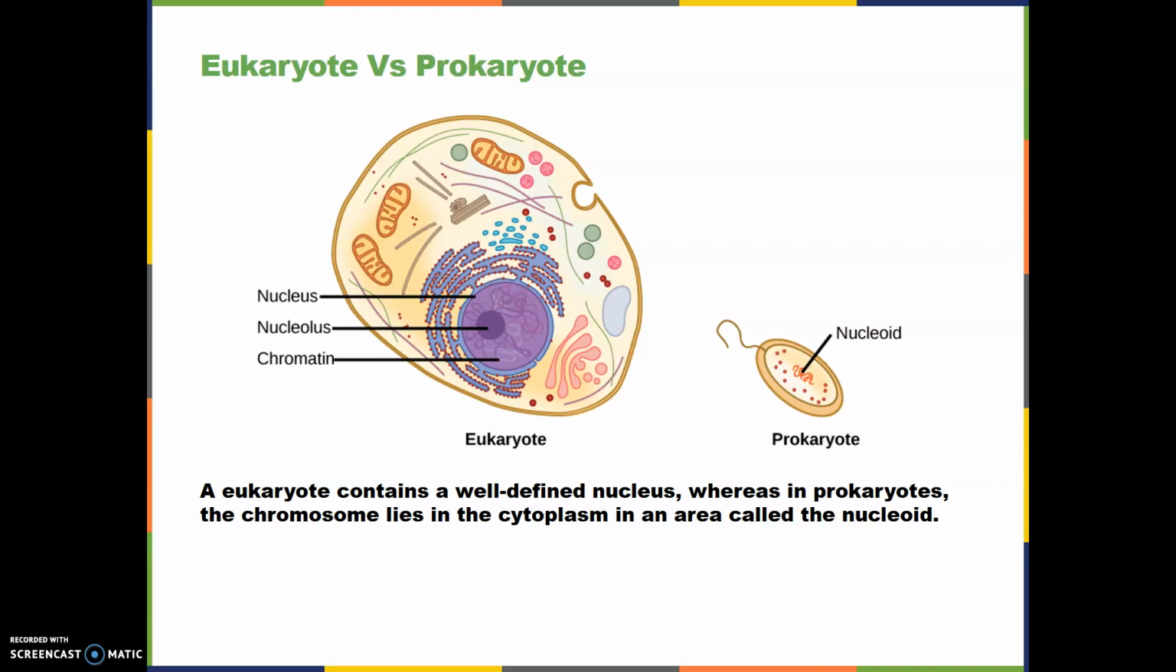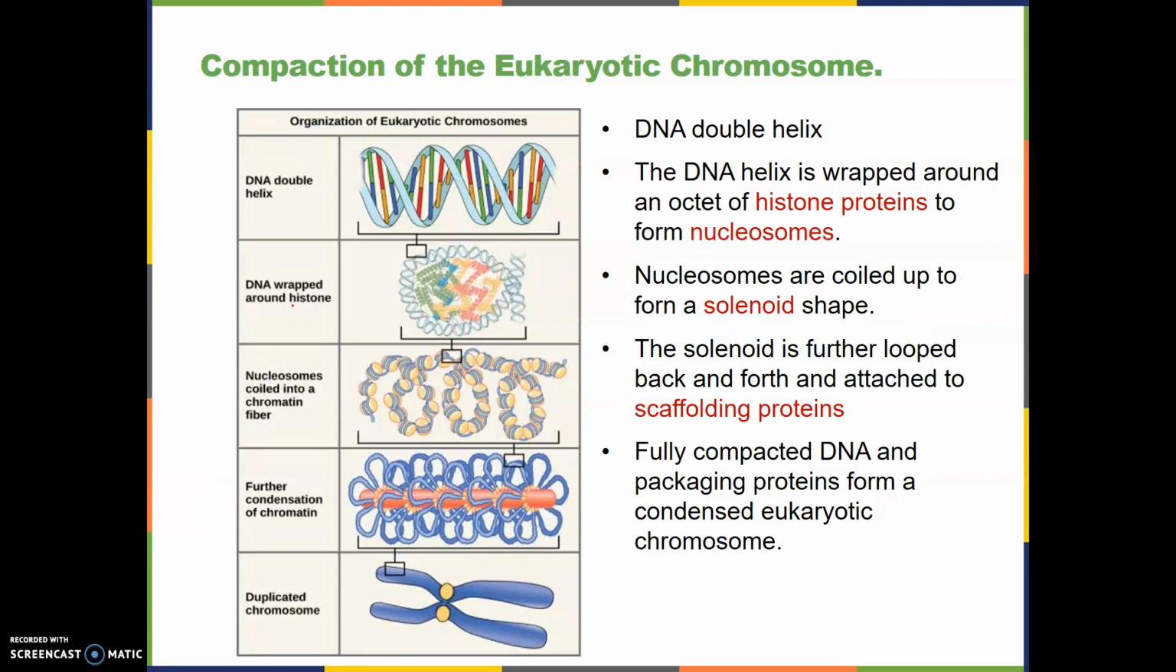Now, this is a little bit of a review, but this is a eukaryotic cell versus a prokaryotic cell. A eukaryote contains a well-defined nucleus, whereas a prokaryote doesn't. The single circular chromosome lies in the nucleoid region. In a eukaryotic cell, the individual chromosomes, which are rod-shaped, not circular, lie in the nucleus. When the cell is not dividing, we call the DNA chromatin because it's very spread out and diffused.